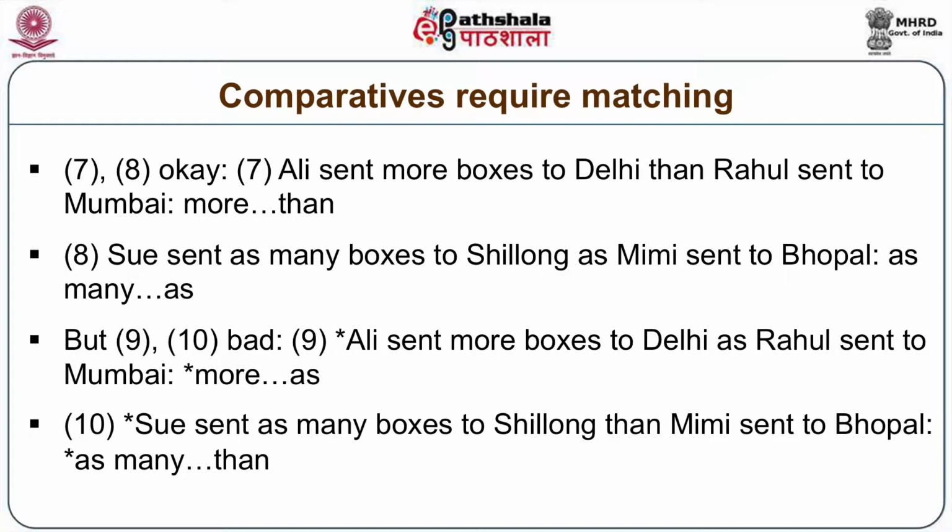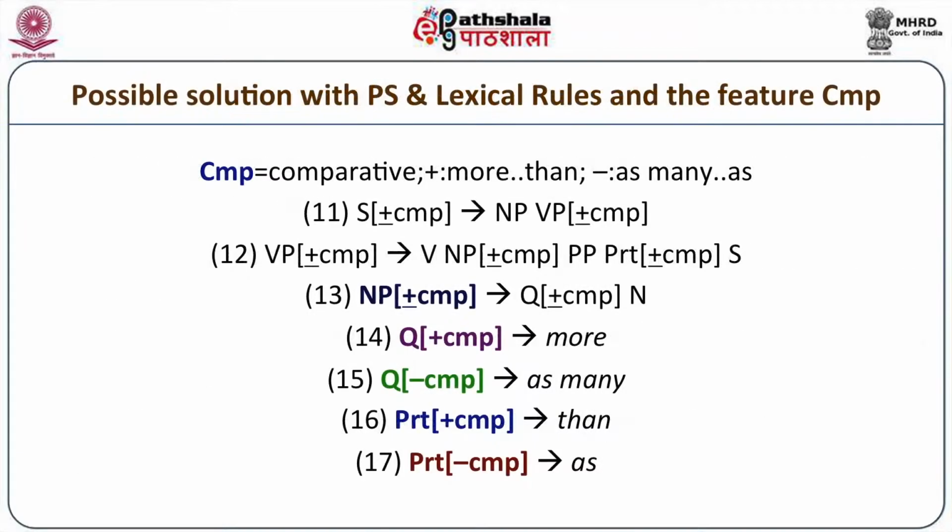Consider the examples we have seen so far. Ali sent more boxes to Delhi than Rahul sent to Mumbai, and Sue sent as many boxes to Shillong as Mimi sent to Bhopal. Suppose you set up a feature CMP for comparative, and suppose you say that that feature has 2 values, plus CMP, the comparative value of the degree feature, and minus CMP, the positive value of the degree feature.